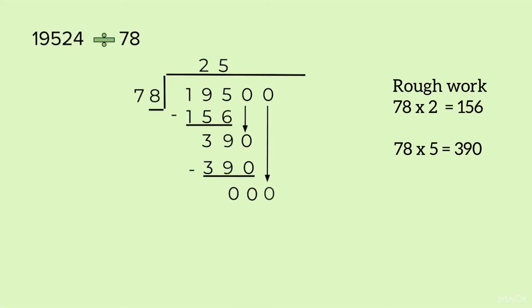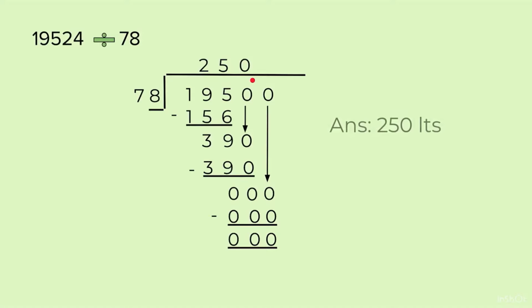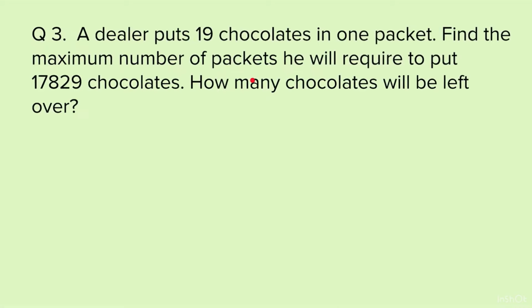Now you will not stop here, children. Please note, here you will put a 0 on top. Then you can subtract and write 0 here. You can also stop here, but after writing that 0 on top. Be very careful. Otherwise you would make a mistake and write the answer as 25, which will be incorrect. So answer is 250 liters.